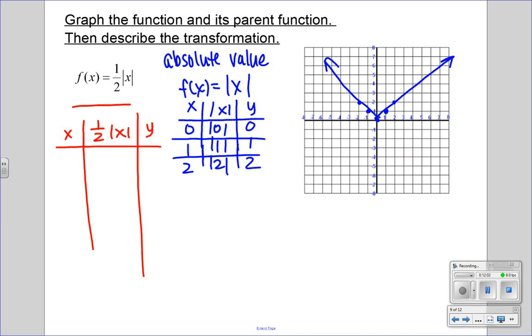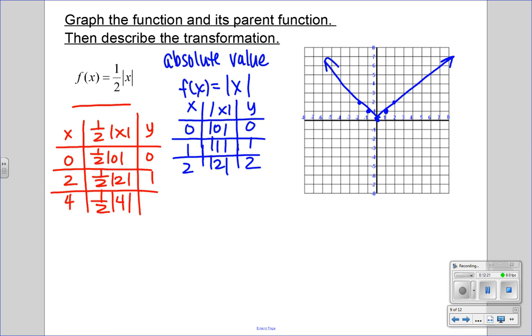And I'm going to try a 0, a 2, and a 4. Let's try those out. Okay, so 1/2 times the absolute value of 0 is 0. 1/2 times the absolute value of 2 is 1. And 1/2 times the absolute value of 4 is 2. So let's do that. We're at 0, 0, 2, 1, and then 4, 2.